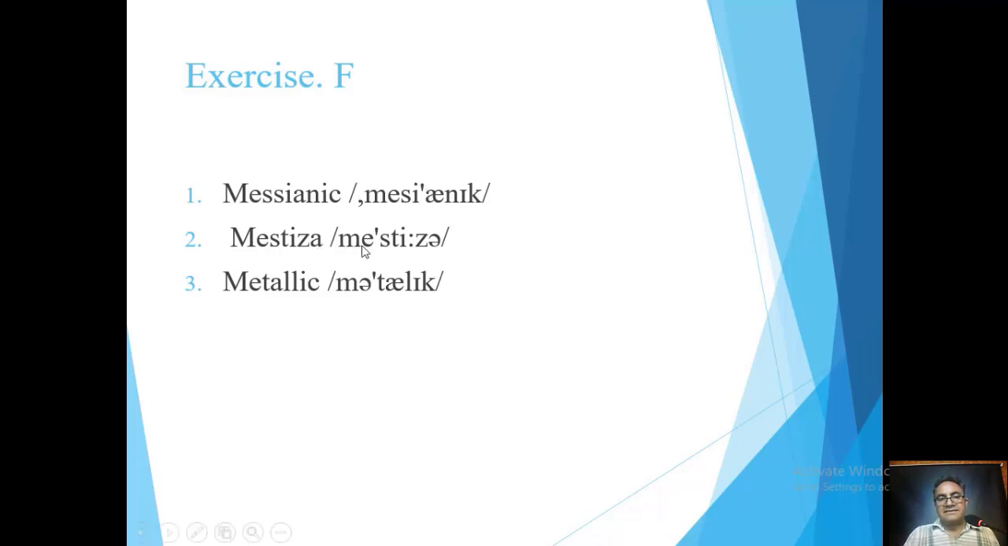Second word is mestiza. Here is the primary stress, mestiza. Third word is metallic. Say with me, metallic. The primary stress is here, on the second syllable, metallic. Next word is, here we have the pronunciation of this word. This syllable is stressed, and this is primary stress, and this is secondary stress. Metalliferous. Say with me, metalliferous.